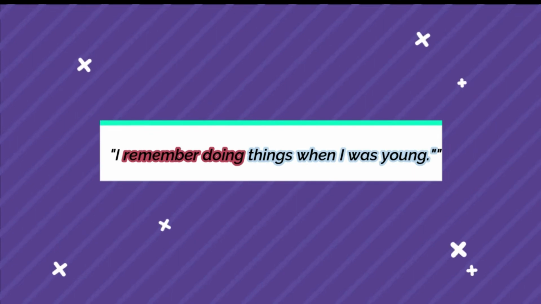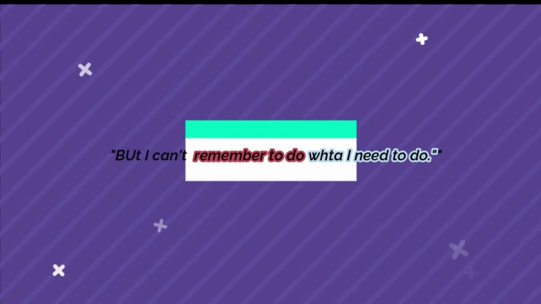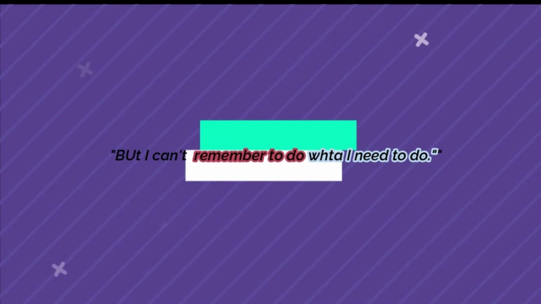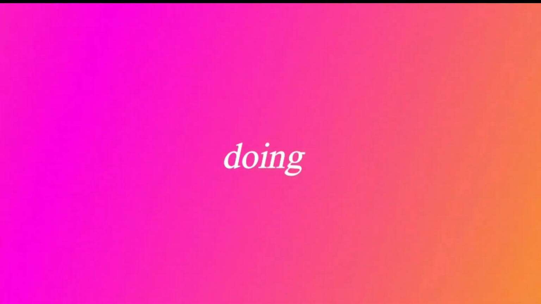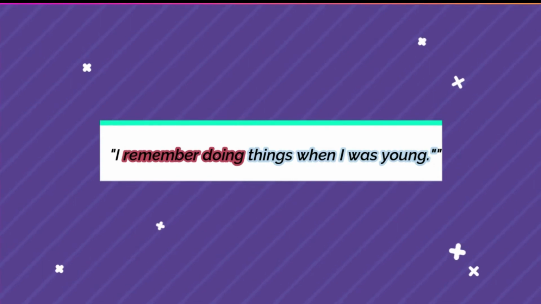As you observe, in the first sentence, the first verb remember is followed by a second verb, doing. The second verb is in gerund form. A gerund is a noun constructed from a base verb plus ing. In the second sentence, the verb remember, the first verb, was followed by to and the infinitive do. Remember can be followed by both a gerund and an infinitive, but each sentence has a different meaning.